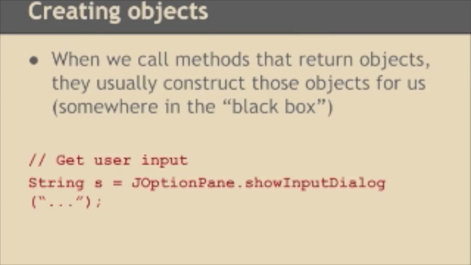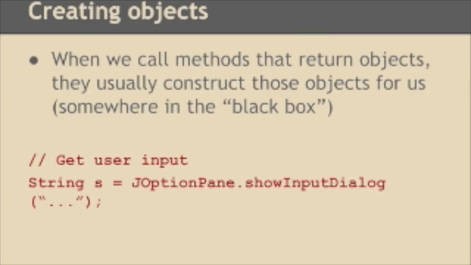The second way is sometimes we can call a method that returns objects. Okay? And so someplace inside their black box of code, they do that construction for us and send it back. One example of that is when we get user input via a dialog box. So we have JOptionPane.showInputDialog. That brings up the message box. Okay, and once the user enters something in there and clicks OK, the code inside that showInputDialog method creates the string and returns it so that we can assign it to this variable S. Okay? So that's the two ways basically that we create objects.